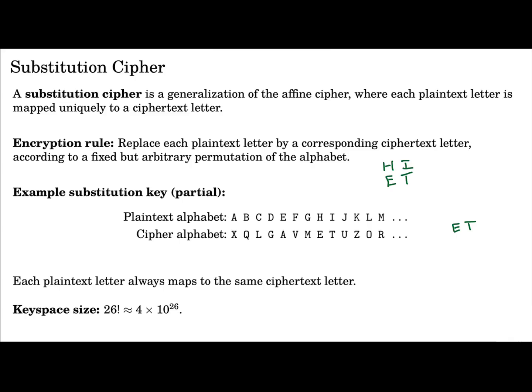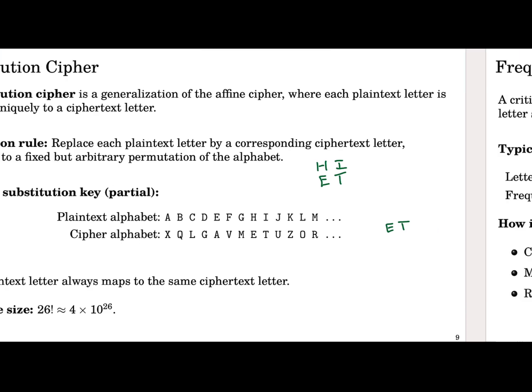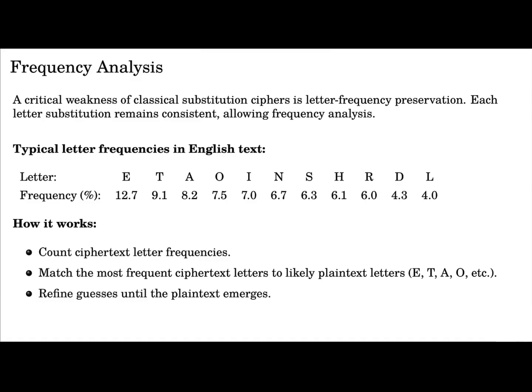The reason for that is that the cipher still preserves patterns from language. One of the ways to attack it is through something called frequency analysis. The main weakness of substitution ciphers is that they preserve the letter frequencies. In English, some letters appear much more often than others. For example, the letter E is usually the most common letter, and letters like T, A, O, I, and N are also very common.